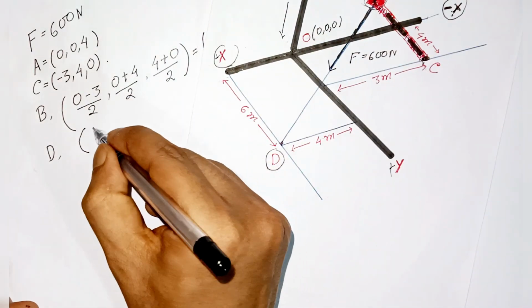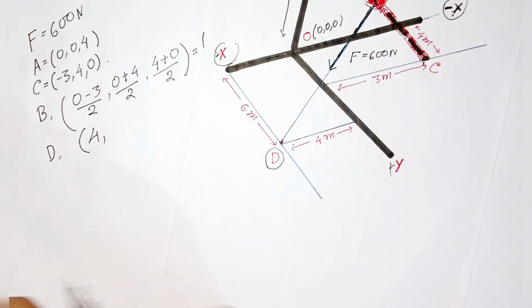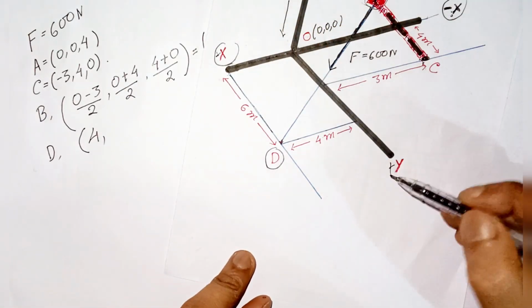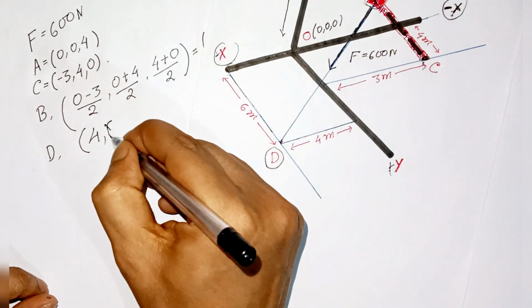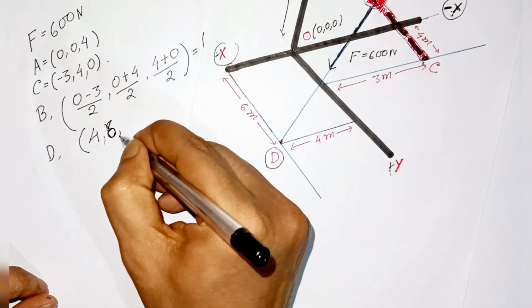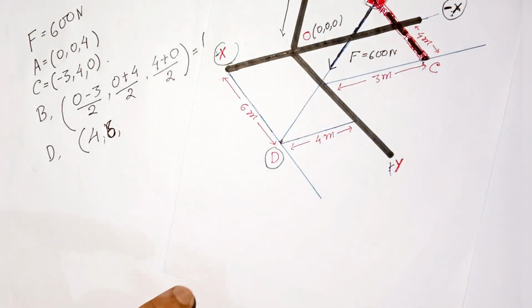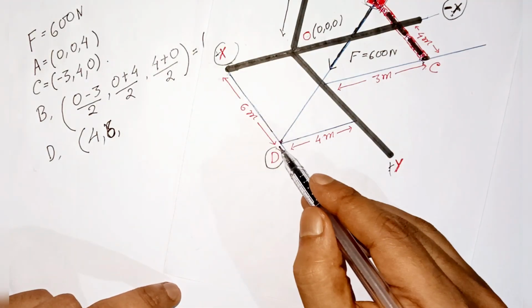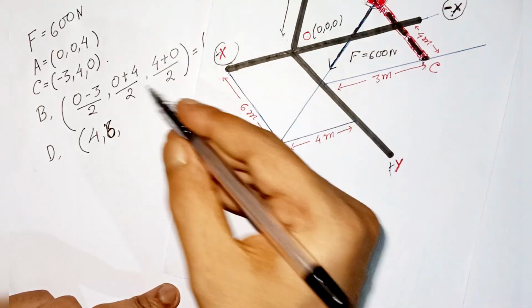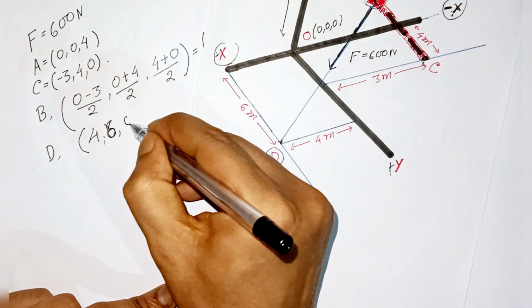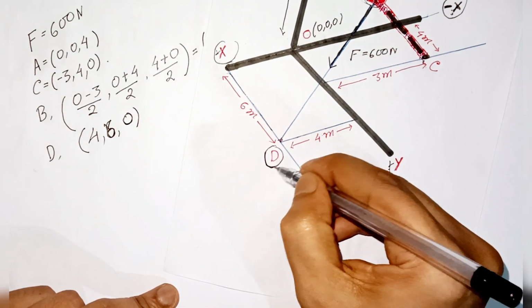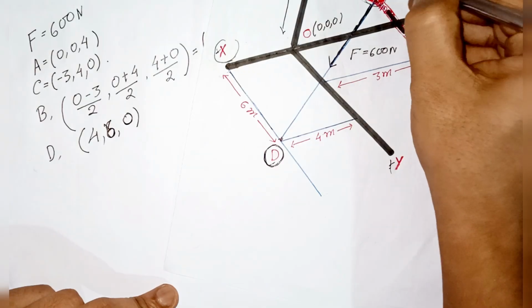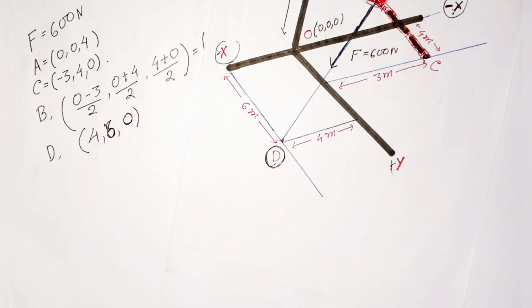Okay. Now let's find the y coordinate. Simply and easy, 6 meter along positive y. So plus 6. What is the z? Z is 0, no height. D is plane on the page, so height displacement is 0. That is 4, 6, 0, the coordinate of D. Now we have to find the position vector BD.